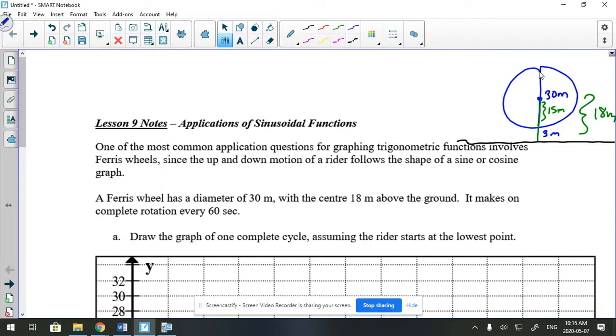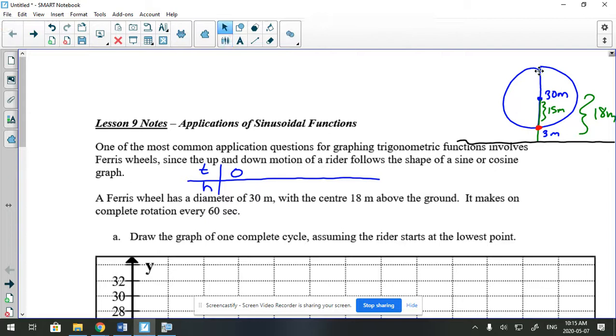Then the next thing I do before I graph is I like to create a little table of values just to kind of sort the information in my head. So t is for time, h is for height. And I like to kind of see what the pattern will look like. So at time 0, this is when my person gets on the Ferris wheel and they get on at the lowest point. So that's going to be here, is where they get on. So you can see the height at that point is 3 meters.